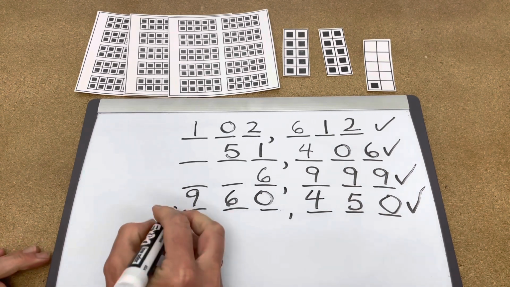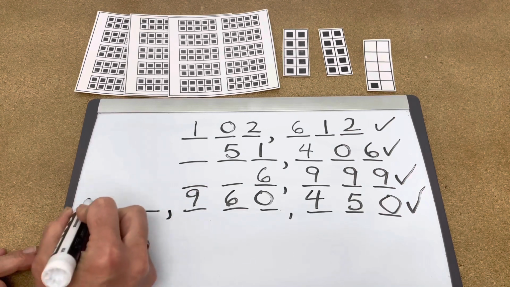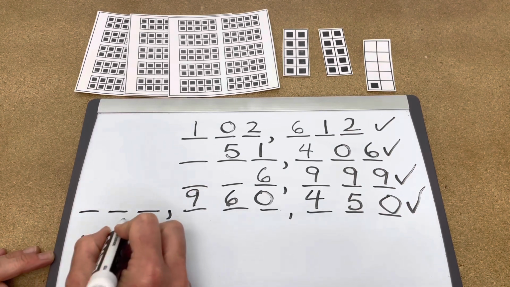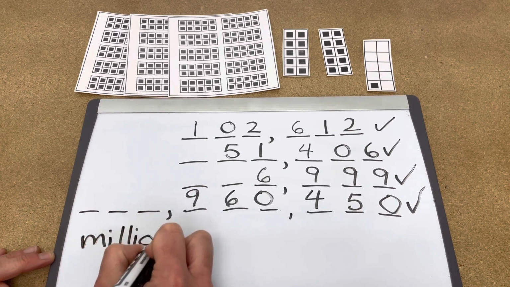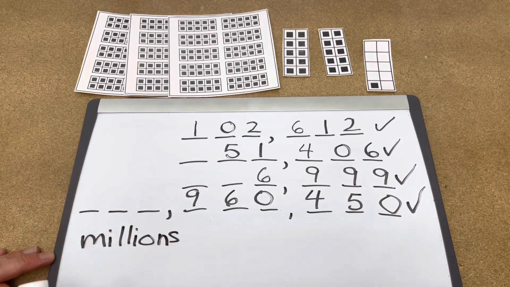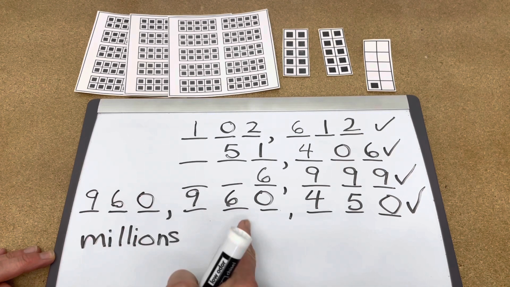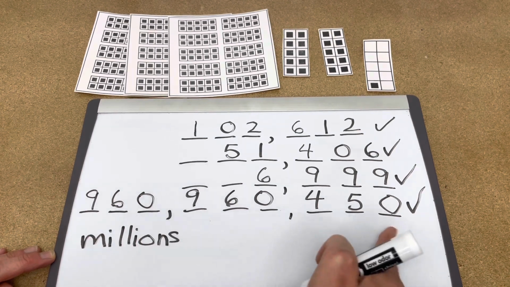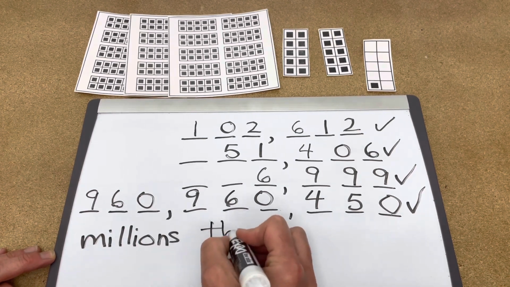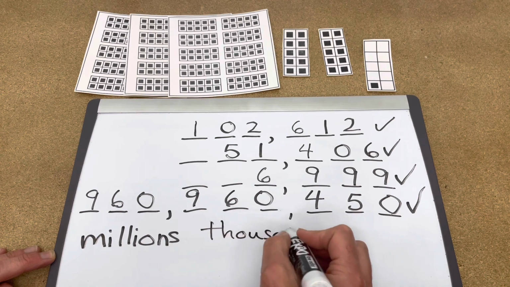And once we know that, we do the same thing, and then we add the word millions, and we can do the same number. Let's say 960,960,450, and we would practice in the class with millions.